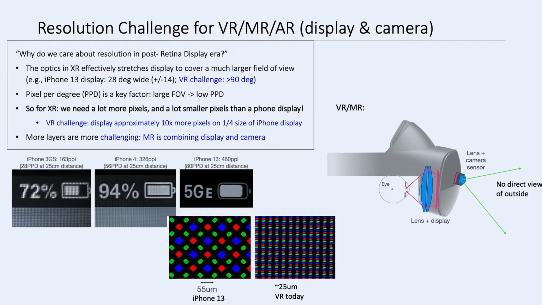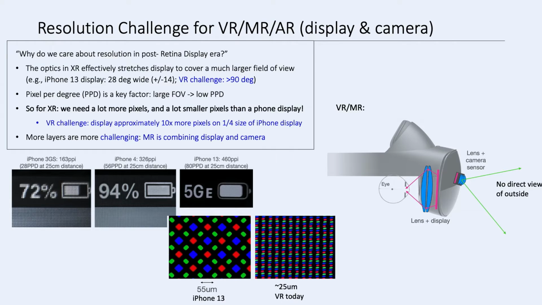And iPhone 13 is slightly higher, but they have diamond-shaped pixels as shown in there, so it's not that high on paper. So VR today, we're already much denser, much higher density than any iPhone out there, but that's not enough, right? We need 10x more, and a quarter size.